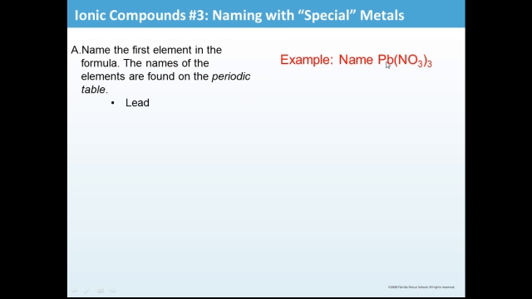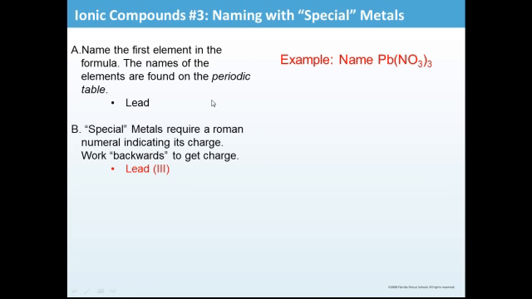What we're going to do when we have a special metal is we are going to just name it. You might be asking yourself, well, that's what we did before. And yes, that is what we did before. However, since lead is a special metal, we're going to add something to his name. It's not just going to be lead. We're going to actually figure out what his charge is, and we're going to put it in Roman numerals after the name. That's not just lead, that is lead 3, and that's how we say it, lead 3.